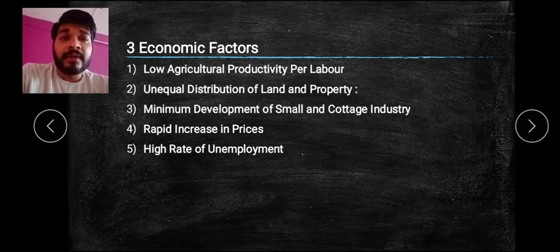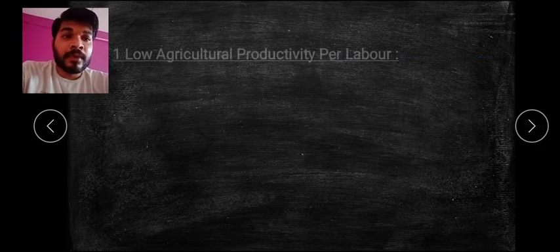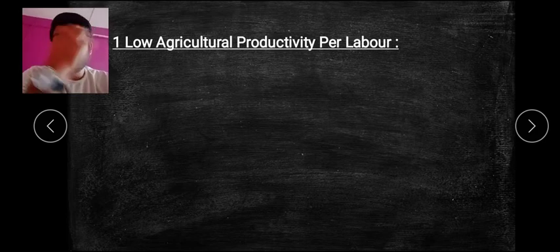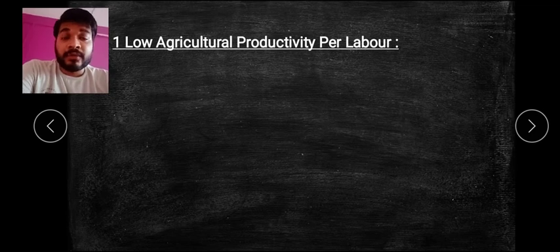So let's quickly start with the first one, that is low agriculture production per labor. As I told you, it is per labor or per person that agriculture production was less. Why was it so? Because in the rural area all the members of the family are dependent on agriculture. They are not thinking that they should go into a different sector also. Like if three men are there, one man should go with agriculture and the other two should go with some industrial or service work.